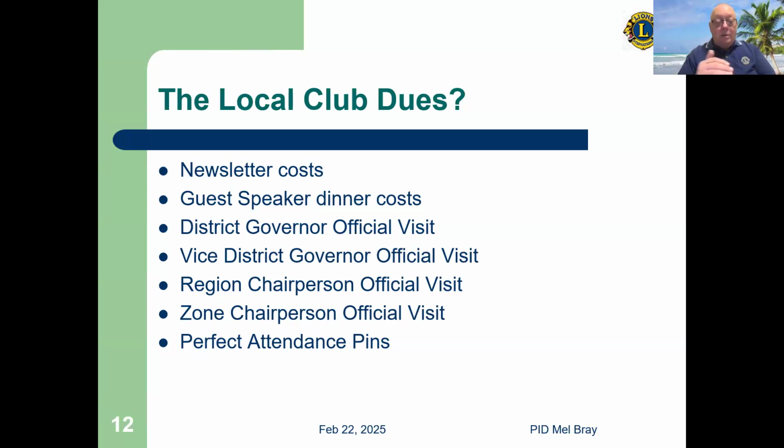And then you have to do things like perfect attendance pins. You have to do certificates. You have to do plaques for end of the year kind of stuff. And some clubs that have region chairs have them visit as well, so that the region chairs would be coming. So those are kind of expenses you could expect, except for the newsletter. We can go to the next one.